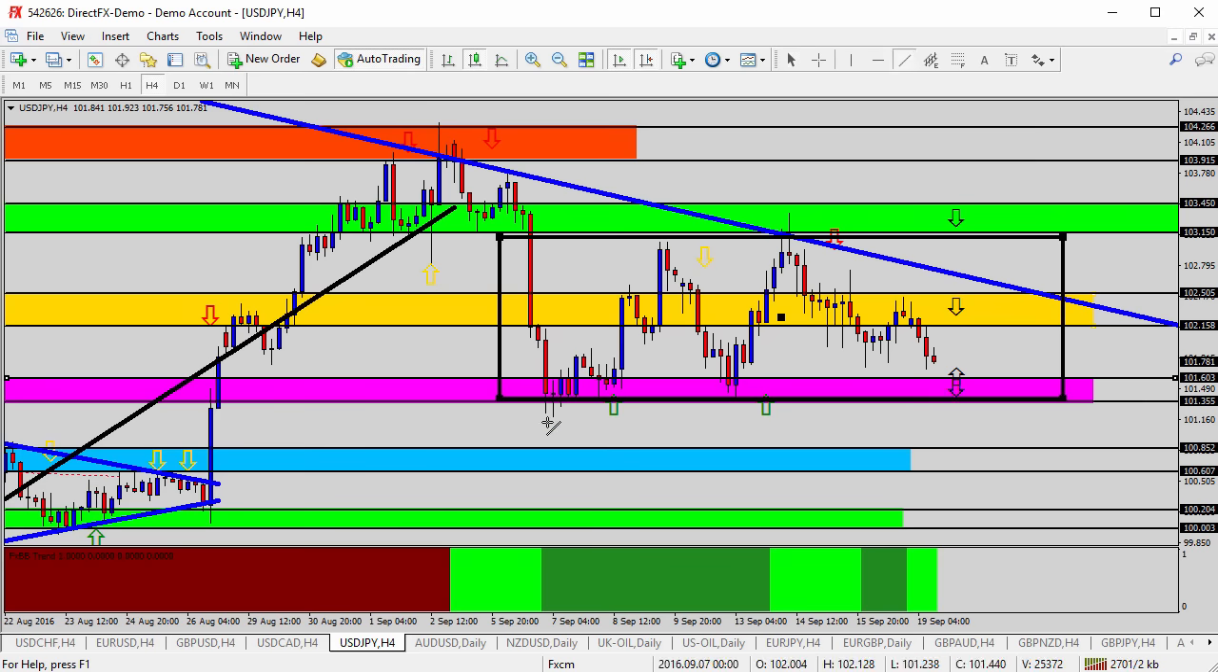Interesting here, we have some rising lows along the blue trend line, falling highs along the top blue trend line. So we're in a bit of a consolidation or contraction pattern here, at least for the day today. With limited news for the day today, I would likely suspect support into 101.60 for the USDJPY today.